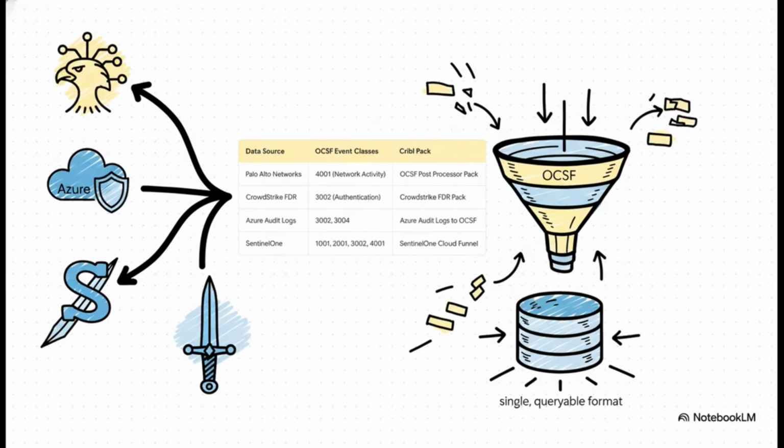Now, the really crucial thing to get here is that this isn't a one-trick pony. The exact same pipeline can take data from CrowdStrike, from Azure, from SentinelOne, from dozens of sources, and normalize all of it into that single queryable format. This is how you finally truly break down those data silos.